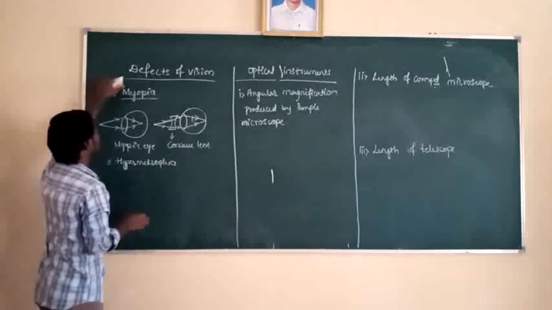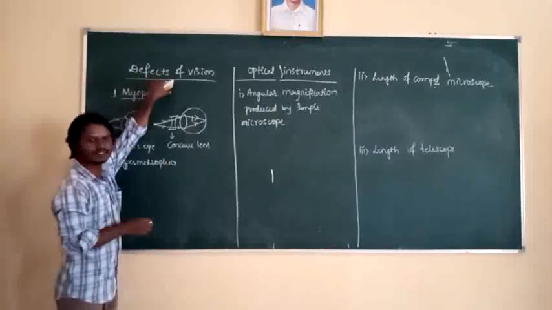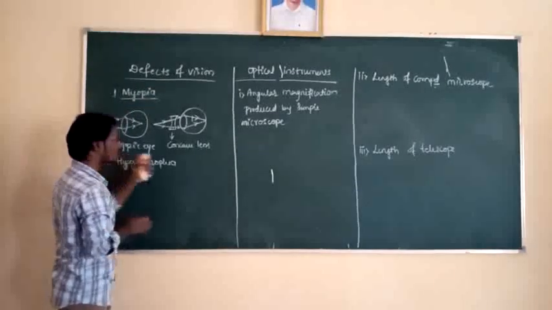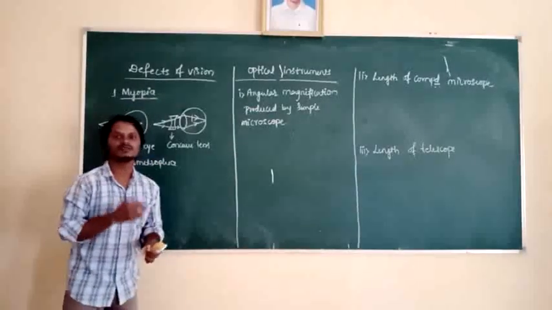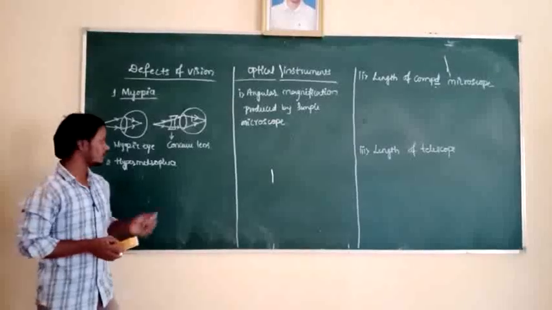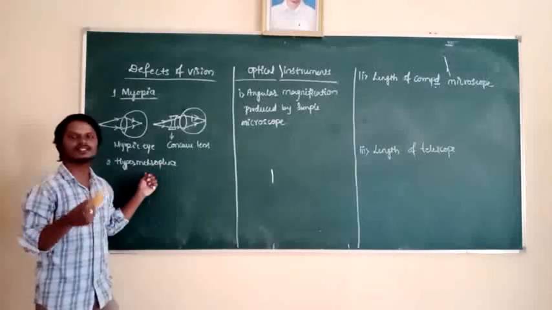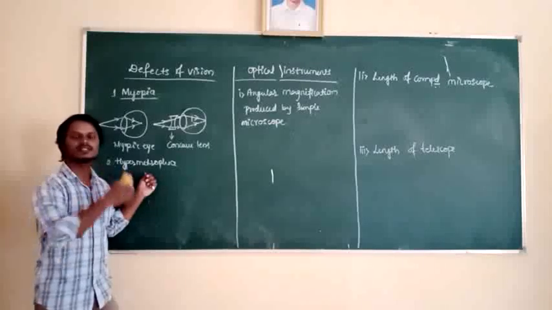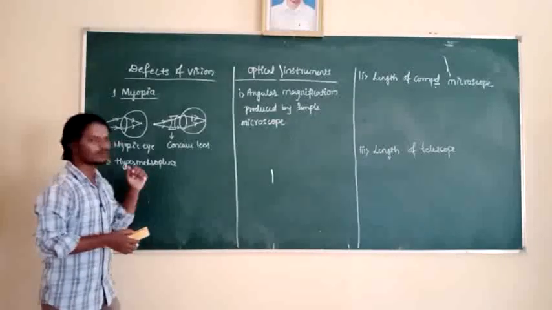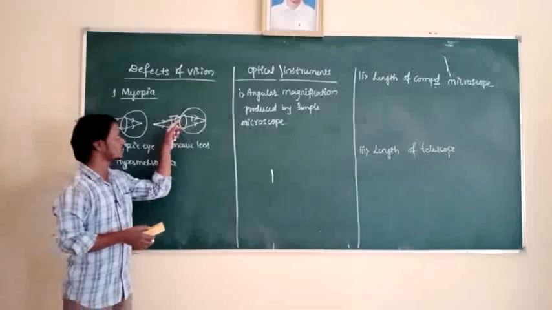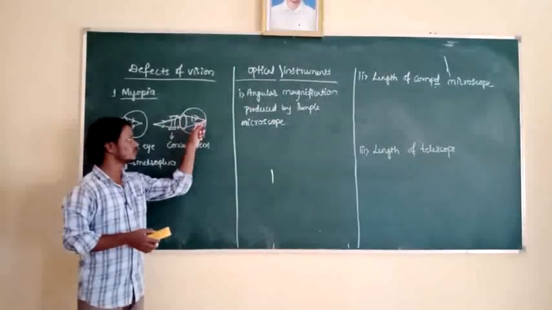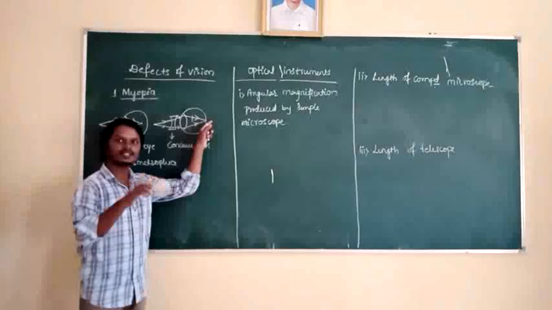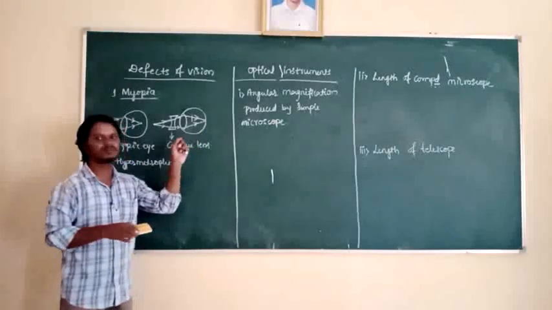Hypermetropia. So myopia is also called nearsightedness. Hypermetropia is also called farsightedness. Then what do you mean by hypermetropia? A person with this defect can see the distant objects clearly, means far objects clearly, but not near objects. Why? Because here after the refraction, the refracted rays meet at a point behind the retina. Again, the image should be blurred.